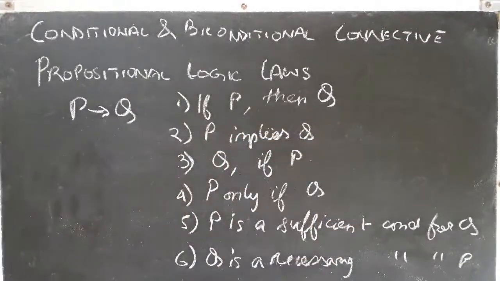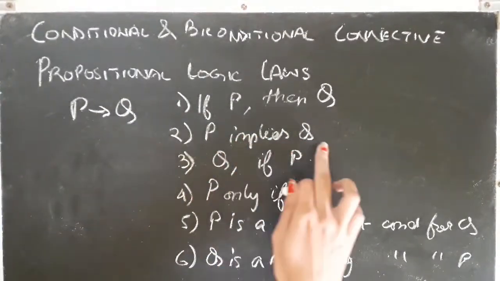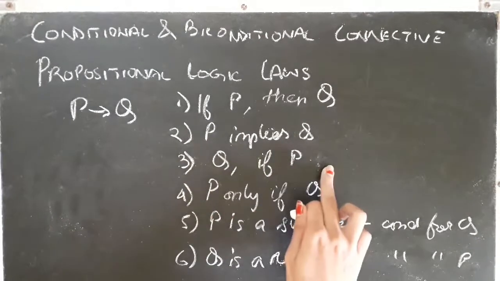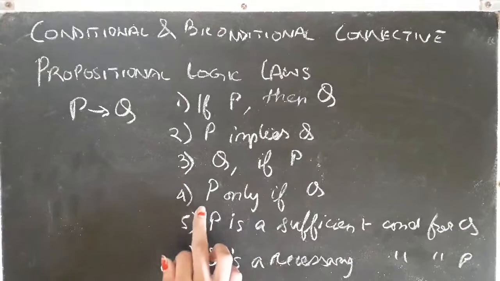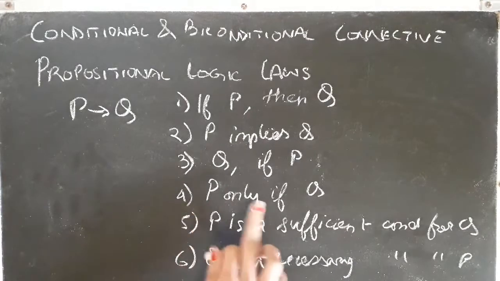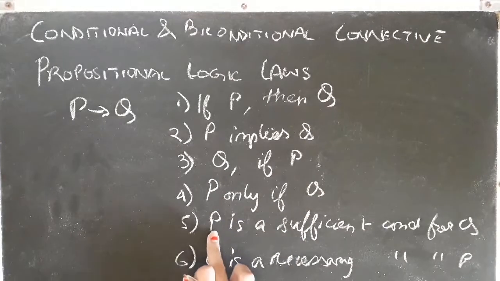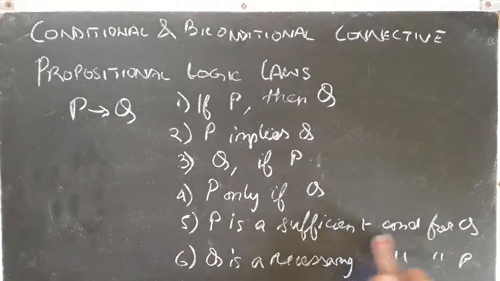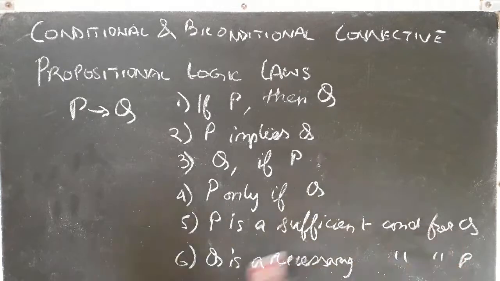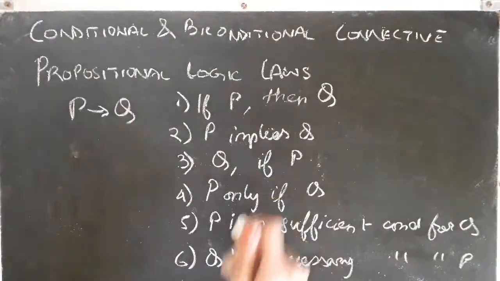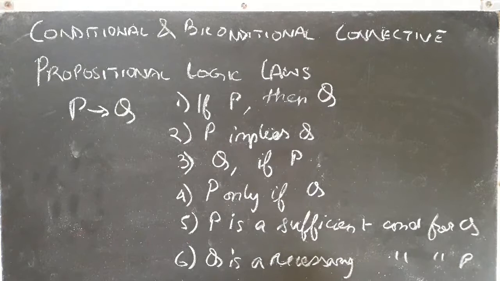That is, our previous example can be interpreted as: if it was raining, then the weather was cloudy. Rain implies cloudy weather. The weather is cloudy if it was raining. It was raining only if it was cloudy. It was raining is a sufficient condition for the weather to be cloudy. The weather was cloudy is a necessary condition for it to rain. That is how the same statement can be written in 6 different ways.